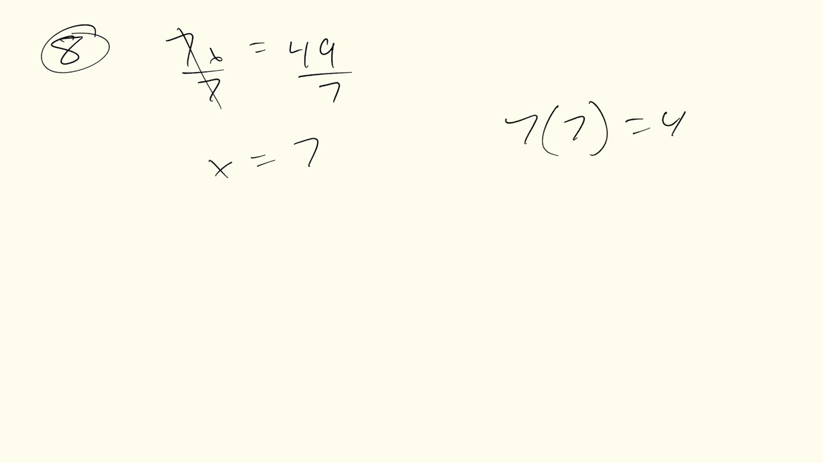Let's do a similar question. Let's go 7x is equal to 49. Now try this on your own, but you'll see that it's the same. You just divide by 7 to cancel that out. You divide by 7, and x is equal to 7. And then to check, you just go 7 times 7, which is equal to 49.